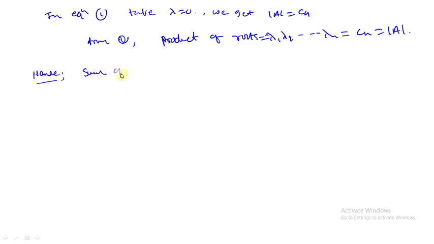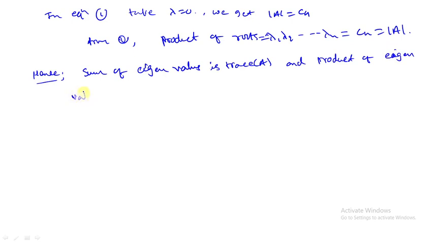Hence, the sum of roots, or you can say the sum of eigenvalues, equals the trace of A, and the product of eigenvalues is the determinant of A. Now you can remember that for any matrix, the sum of eigenvalues must be the trace of the matrix, and the product of eigenvalues is the determinant of A. Now we will see some examples of how to find these eigenvalues.